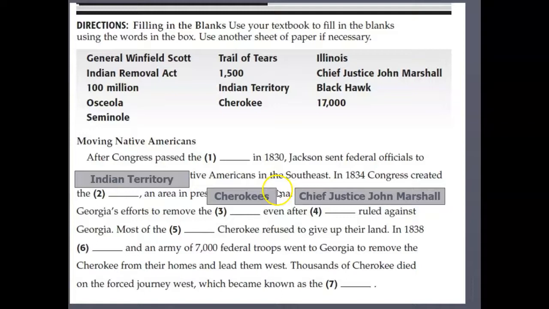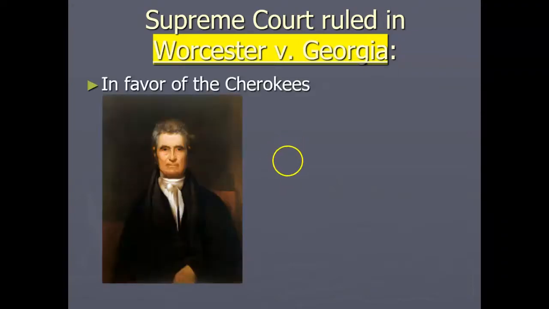Moving on, President Jackson supported Georgia's efforts to remove, as we just mentioned, the Cherokee, even after Chief Justice John Marshall had ruled against Georgia. Georgia wanted to do it. The Chief Justice of the United States Supreme Court said no. So again, let's jump to some notes here. This is the actual name of the court case, Worcester versus Georgia, and in it, the court actually ruled in favor of the Cherokees and against the state of Georgia.